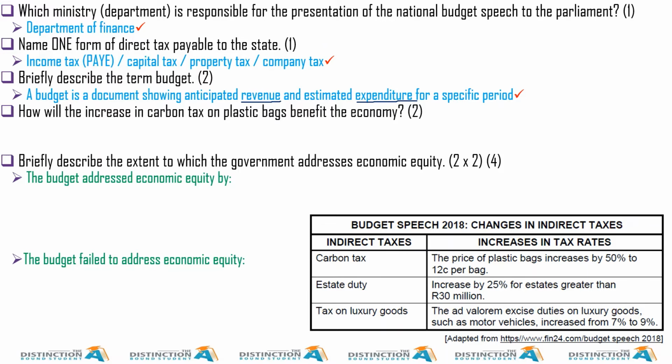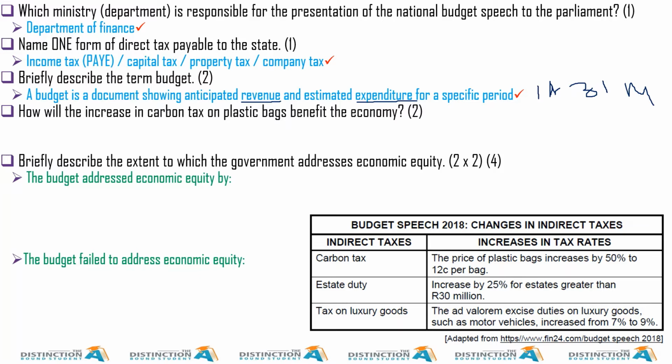And estimated expenditure for a specific period. So in our case, it's for one full year, which is from 1 April to 31 March. And we call it a fiscal year.